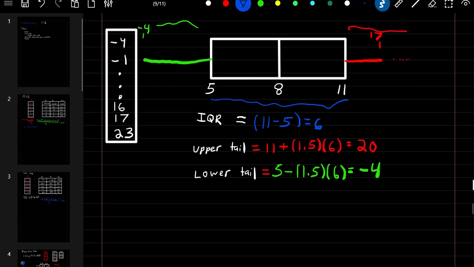Now our outlier range is still anything above 20, so we have one observation, which is 23, which would be an outlier.